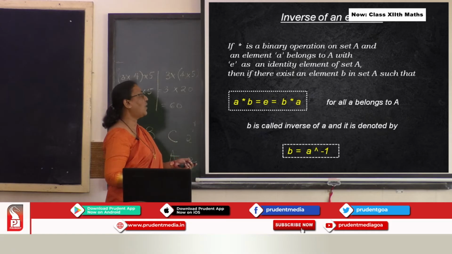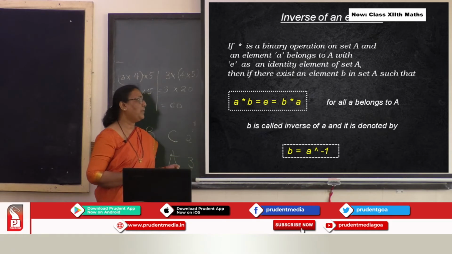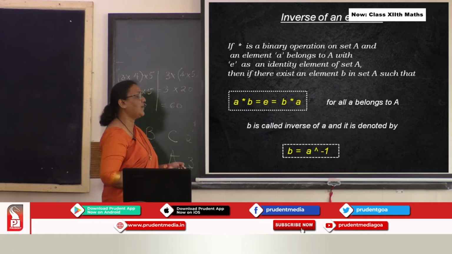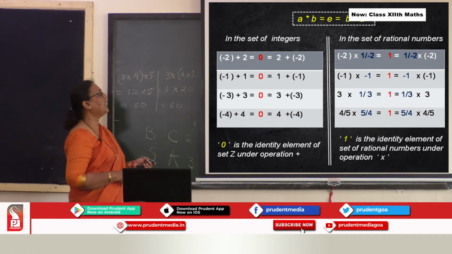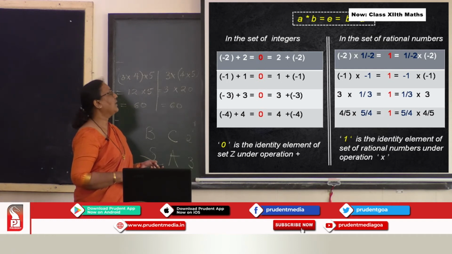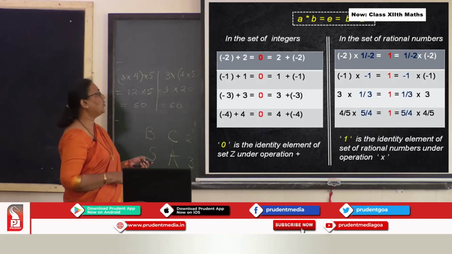B is called the inverse of A, and it is denoted by B is equal to A raised to minus 1. See here, A star B is equal to E and B star A is also E. This is what I showed you all.